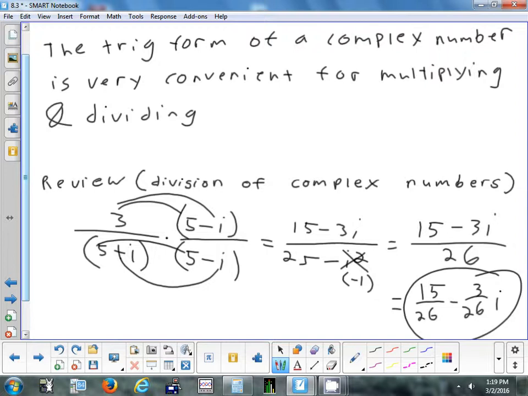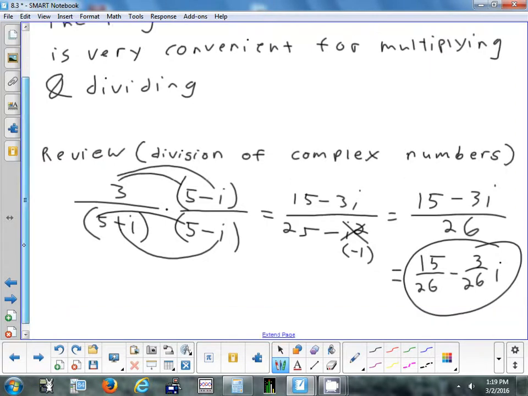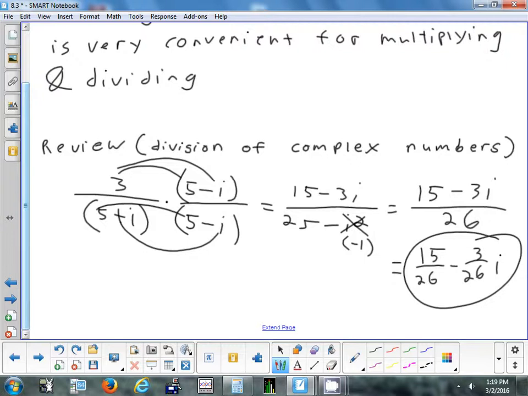And if either one of these fractions reduced, we'd then have to reduce it. Right? So there's a lot of stuff here, and we didn't even do distributive in the top. Okay? So that's the old way of dividing in standard form. Any questions on the old way?